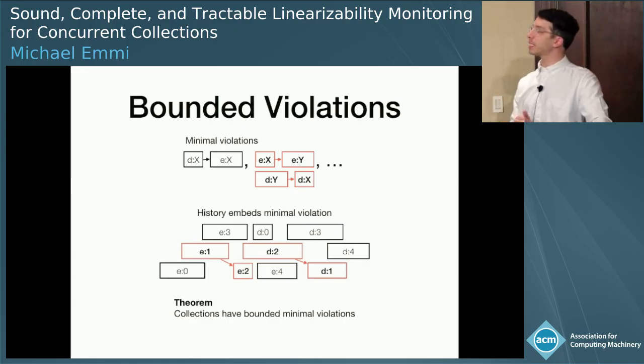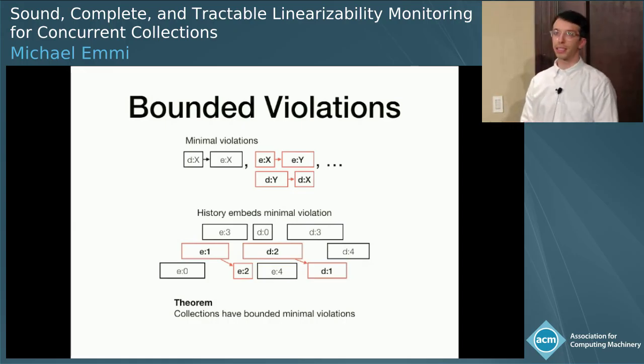More far-reaching implications, combining all of these properties together, and again, the details are in the paper and I won't have time to go into them, are that collections have what's called bounded violations. So if I take an arbitrarily long trace of a collection abstract data type, I can always point to one of a small number of small violations, for instance, of the queue above, such that the larger non-admitted history embeds one of those small violations. So in particular, if I think of a queue, what are the minimal violations?